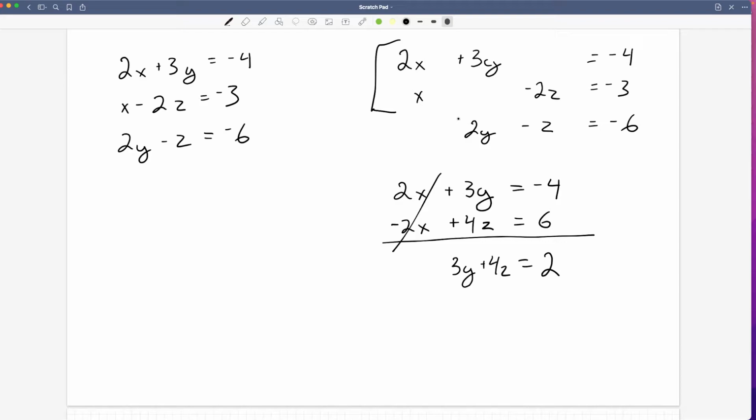Now I'm going to look at the other set of equations. How am I going to do that? How am I going to get rid of this x here? Let's see.